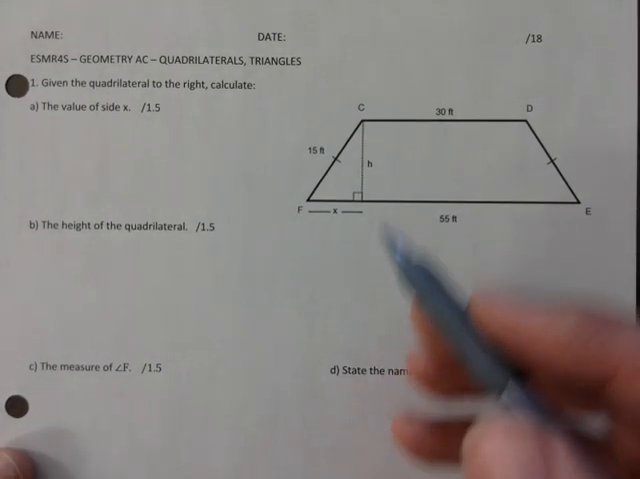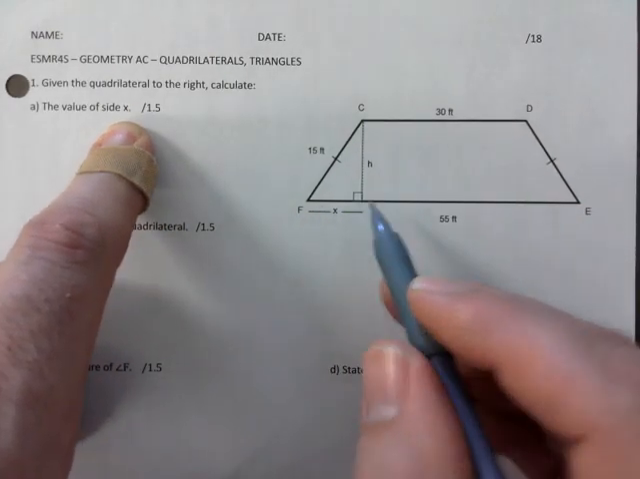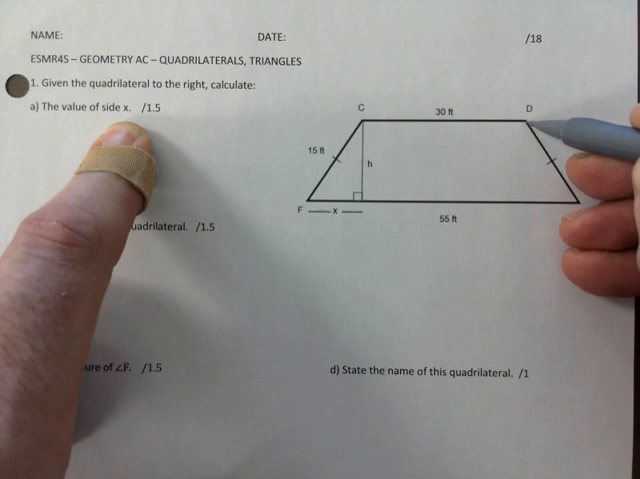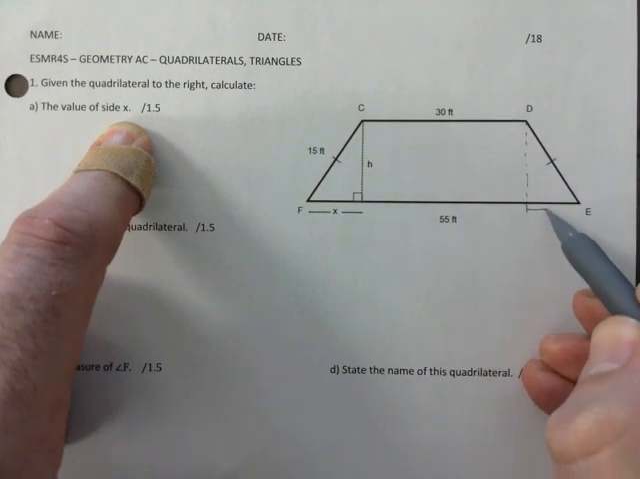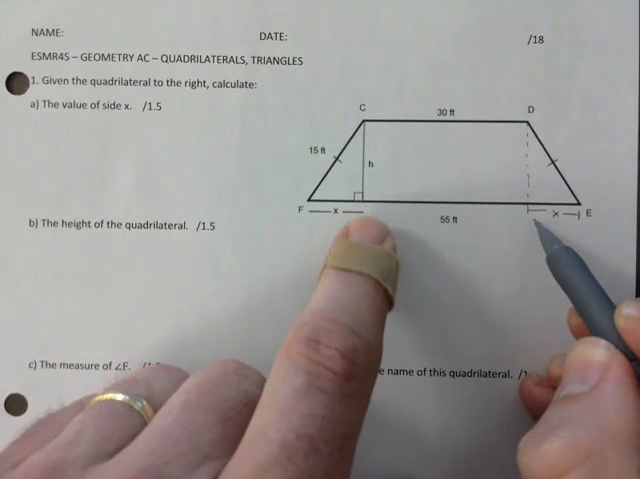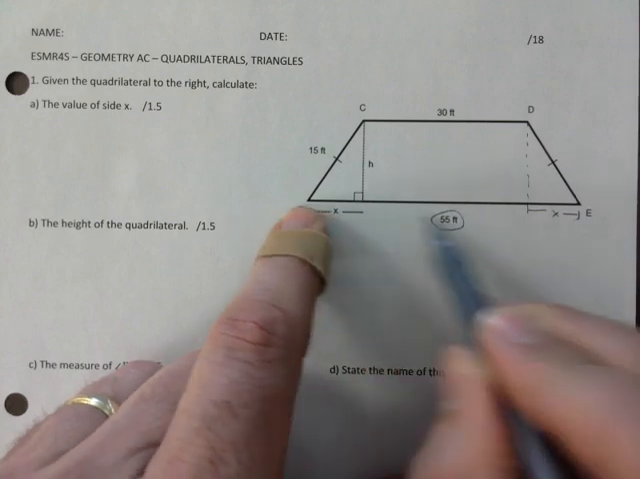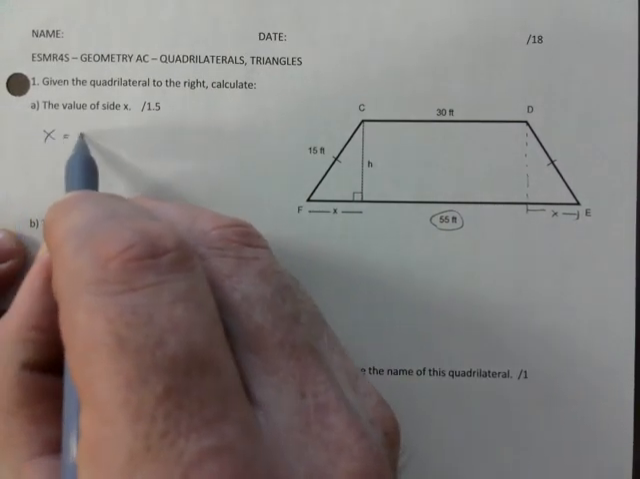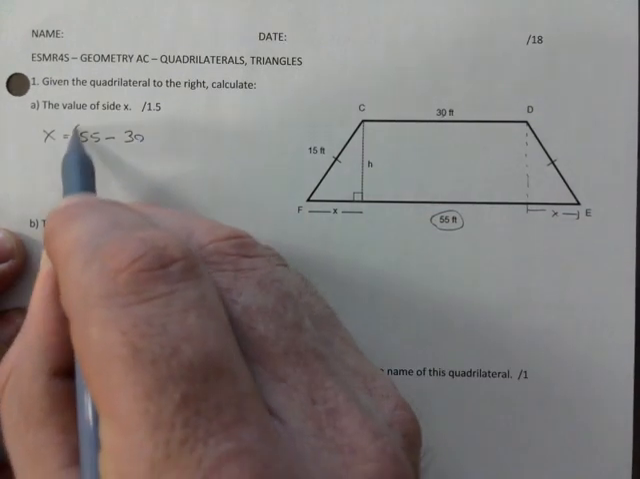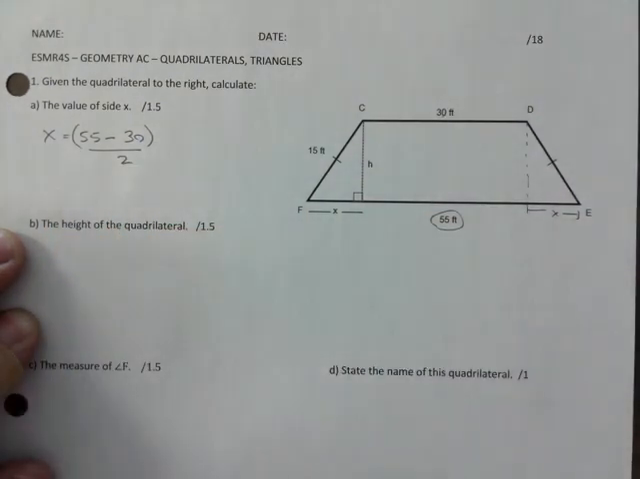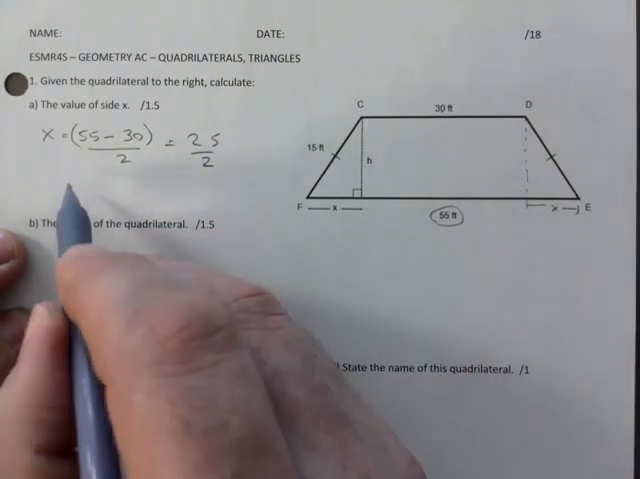All right, here we go. Side X is this little chunk down here. Remember that if you took the short side on top, you actually end up with two stretches. These are the same. So what we're going to do is take the 55. X is 55 minus 30, and that is split into two parts. So that would be 25 divided by 2.